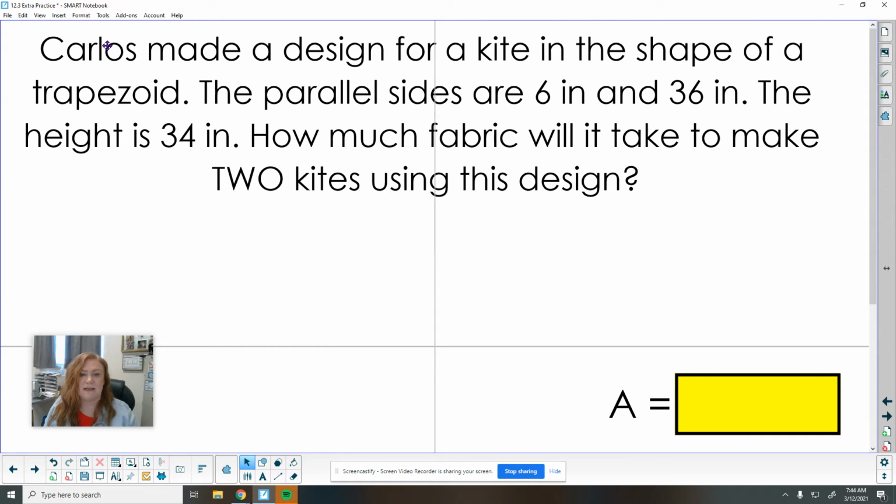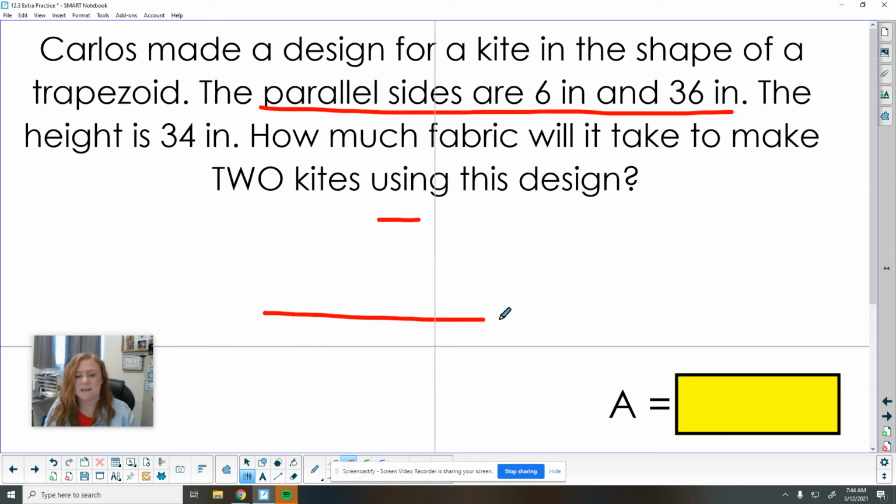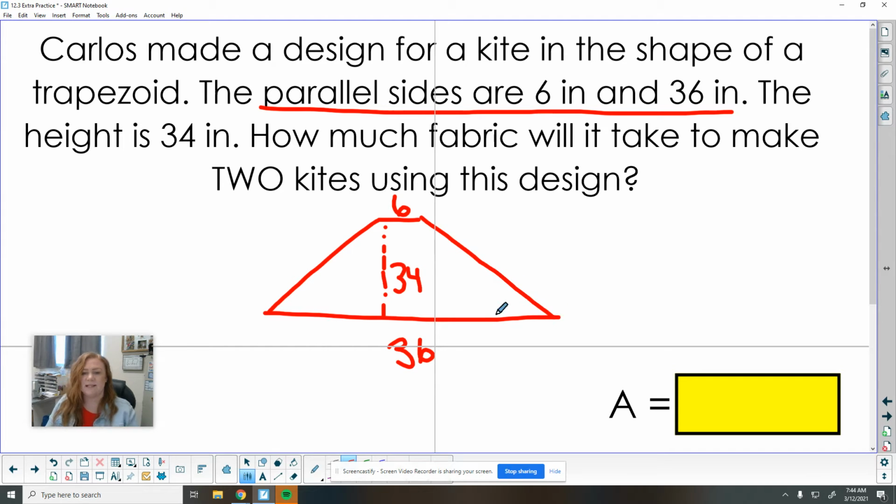Hey, Carlos made a design for a kite in the shape of a trapezoid. The parallel sides, so that means our bases, are 6 and 36. So we've got one that's 6, one that's 36. And the height is 34. So no matter where the top is, we'll connect those sides. How much fabric will it take to make 2 kites using this design?